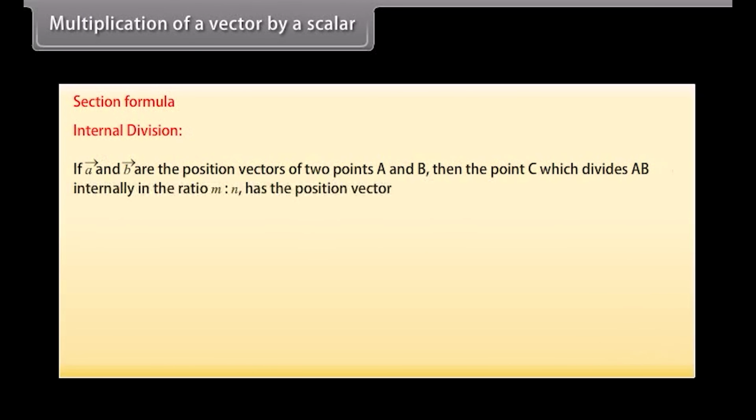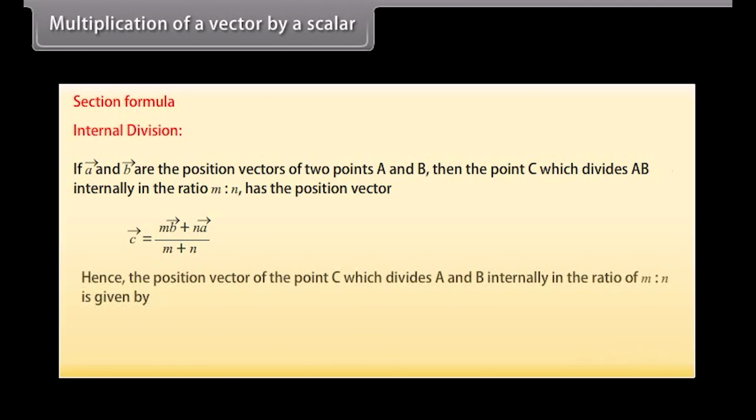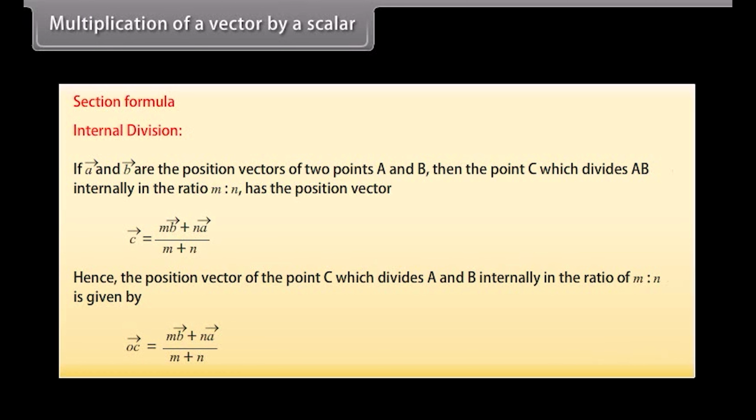Multiplication of a vector by a scalar. Section formula. Internal division. If vector A and vector B are the position vectors of 2 points A and B, then the point C, which divides AB internally in the ratio m:n, has the position vector vector C equals (m into vector B plus n into vector A) by (m plus n). Hence, the position vector of the point C, which divides A and B internally in the ratio of m:n, is given by vector OC equals (m into vector B plus n into vector A) by (m plus n).